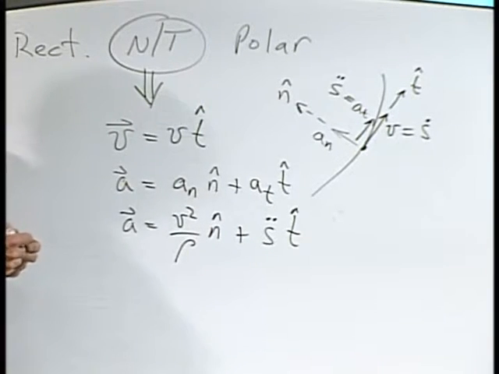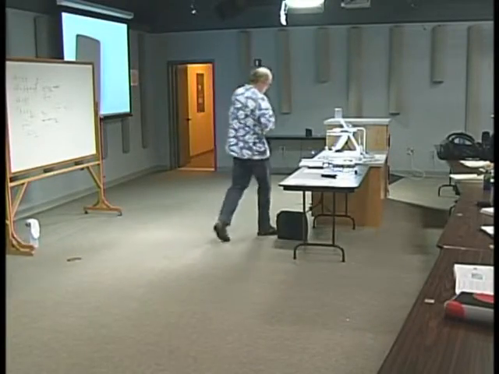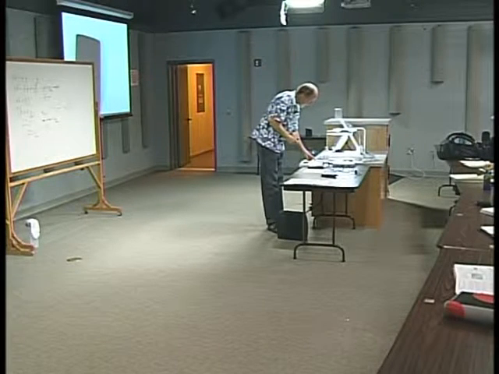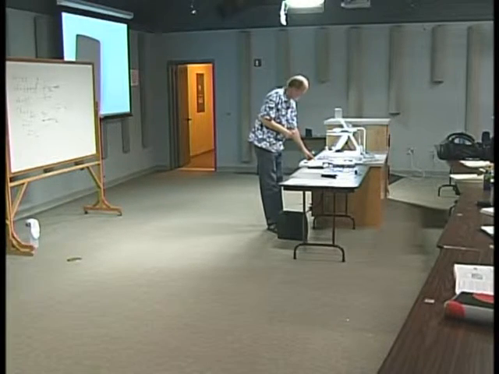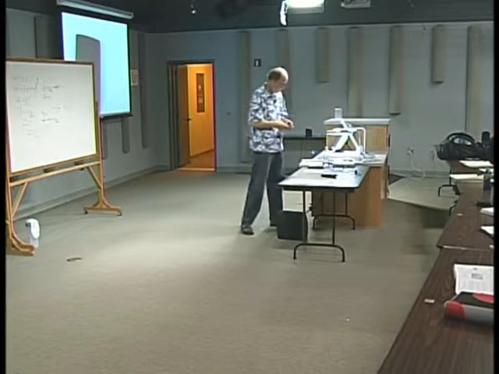That, I believe, is the way you typically see it in the book. Let me take a quick peek here. They show it as v dot, which is also s double dot. They show that as well.